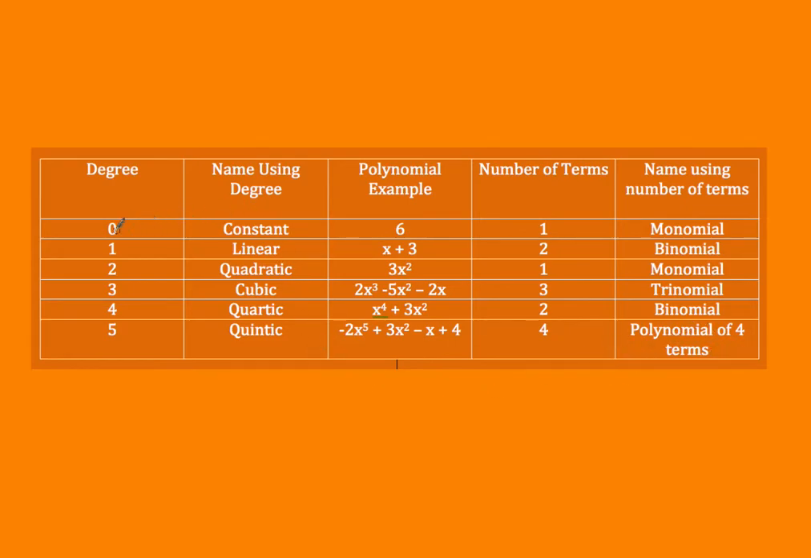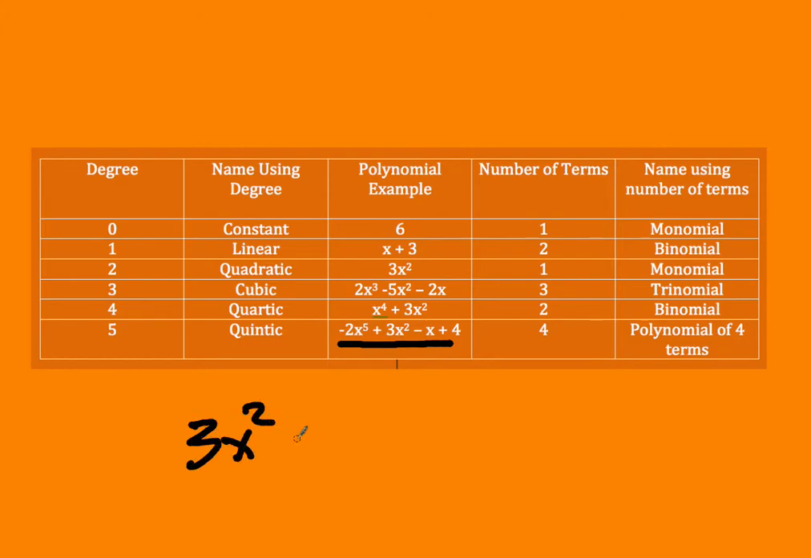I want you to recognize degrees 0, 1, 2, 3, 4, and 5 as constant, linear, quadratic, cubic, and then 4th and 5th are called quartic and quintic. So cubic, quartic, quintic, those are probably things you've never seen before. But this one, for example, is quintic because it's to the 5th degree. And then there are 1, 2, 3, 4 terms, so it's a quintic polynomial of 4 terms.